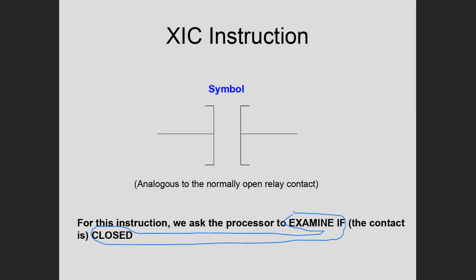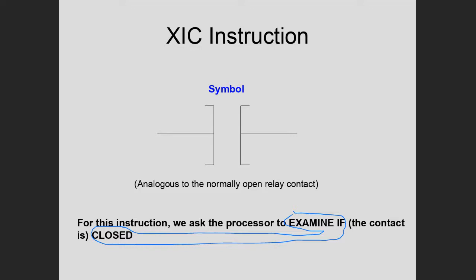So the processor really doesn't know if the switch is open or closed. It doesn't look at the switches directly. What it's looking at is the registers in the input image table to see if there's a 1 or a 0 in a particular bit position. If there's a 1 there, then the processor knows the switch mapped to that cell is closed. If the processor sees a 0, then it knows the switch mapped to that cell is open.